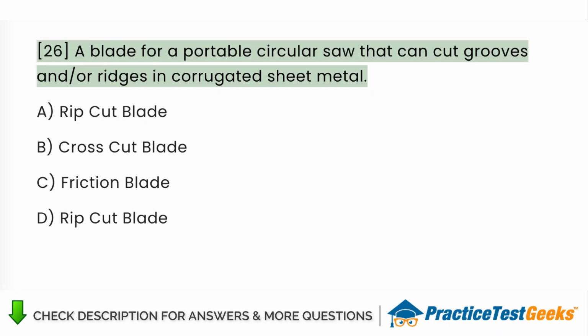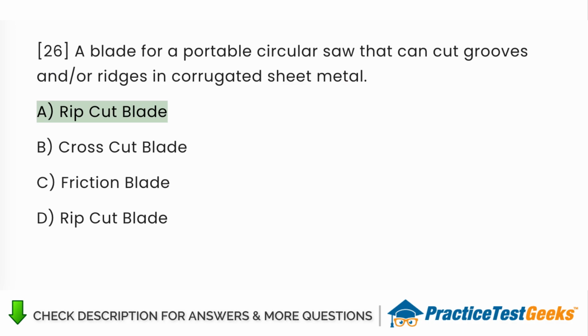A blade for a portable circular saw that can cut grooves and/or ridges in corrugated sheet metal. A. Rip-cut blade. B. Cross-cut blade. C. Friction blade. D. Rip-cut blade.